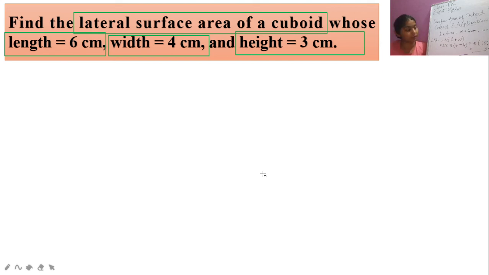So students, what is the correct answer? You get it? Yes, very good. So we get 60 centimeter square at the end. Very good. Let's come forward.